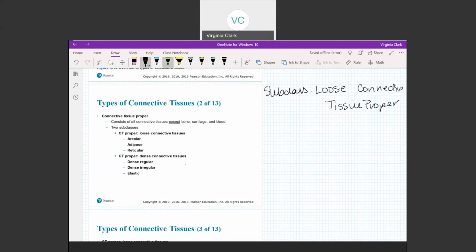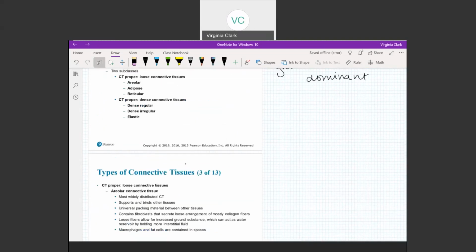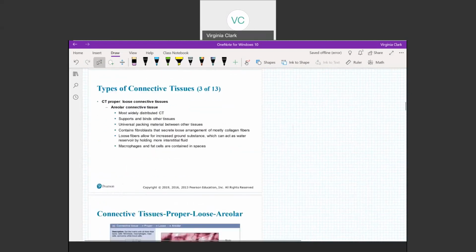What this means is when we have our loose connective tissue, that essentially just means that the ground substance is going to be dominant. That is all that means. We don't have as many fibers, we don't have as many cells. It's going to be the ground substance that is dominant in our loose connective tissue proper. So a couple different kinds. We're just going to go through these really quickly.